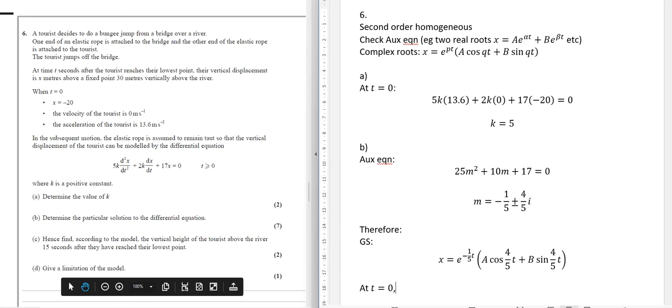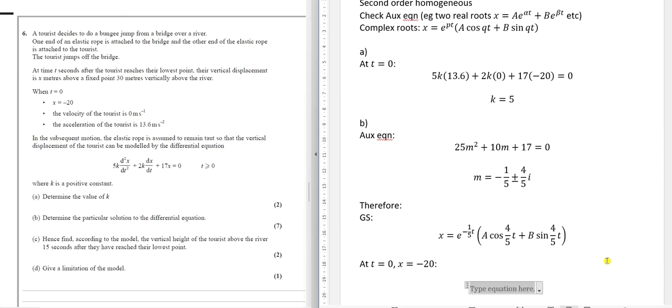We have to say at t equals 0, x equals minus 20. So we have to substitute that in. Minus 20 is going to be equal to e to the 0 is 1, so we're left with just the trig. When t is 0, sine of 0 is 0, so we're left with just a cos 0. But cos 0 is 1, so we've got a straight away. That's nice. How do we get b, however? That's not going to come out automatically.